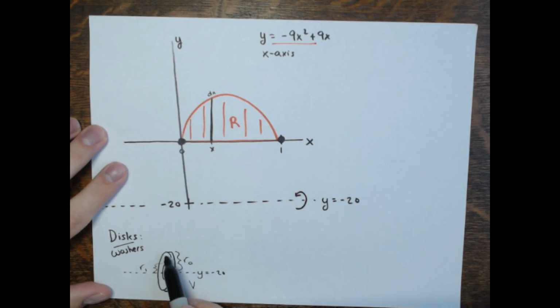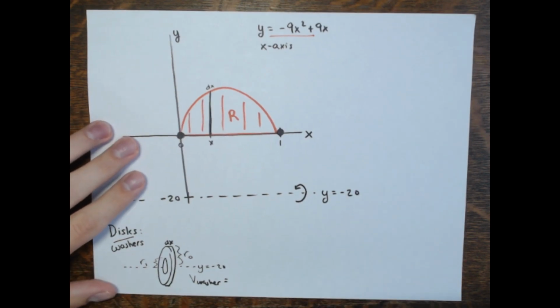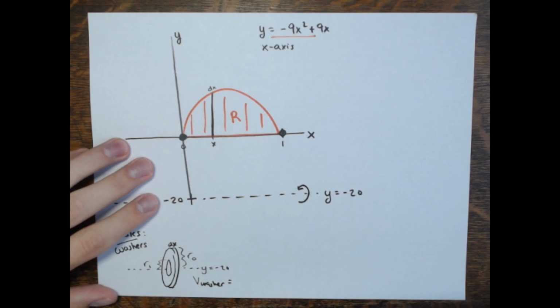That's the radius of the bigger circle on the face. And remember, the volume of a washer is the area of the big circle minus the area of the little circle, times the thickness, right? It's the area of the face times the thickness, like most of these thin little prisms or cylinders are. So it'd be pi times the outer radius squared minus the inner radius squared, and then times the thickness, or again, dx or dy.